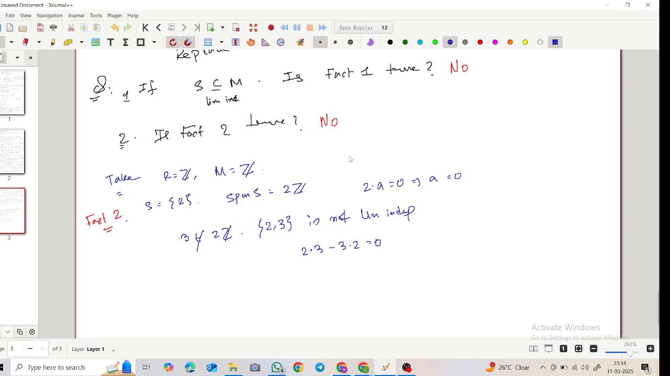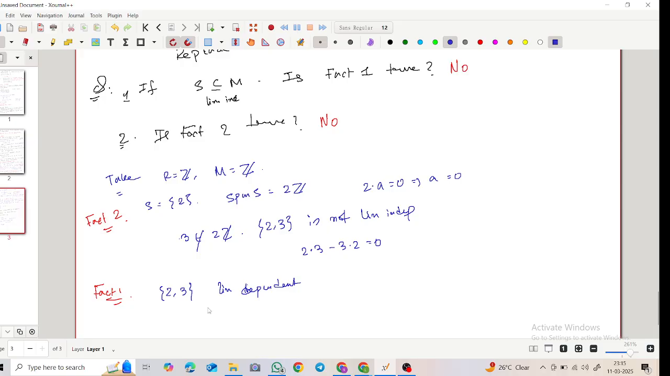Just because two things are linearly independent, I mean, so what was the thing? If two things are linearly independent, you cannot write one by the other, right? So for fact 1, so again, for fact 1, 2 and 3 are linearly dependent, right? Dependent, right?